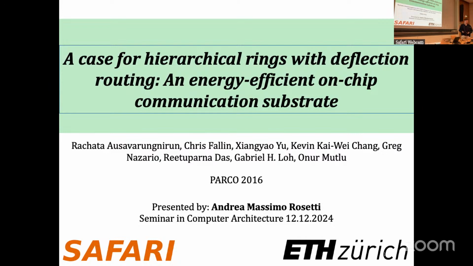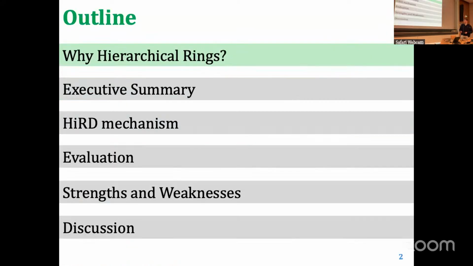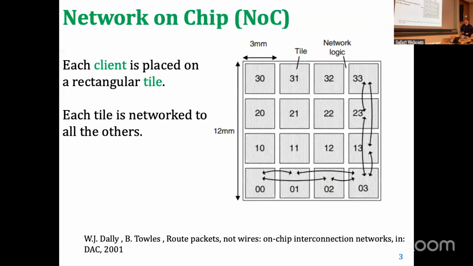Before talking about the paper, I want to make a quick introduction on the topic and why we are interested in hierarchical rings. Of course, we are talking about multi-core systems, and networks on chip are one of the most important topics regarding parallel computing. The idea is quite old. One of the first papers comes from 2001. The title is Route Packets, Not Wires, and it explains why it is a good choice to create a standardized network inside the chip instead of creating a specialized wire for each of the connections we want to make.